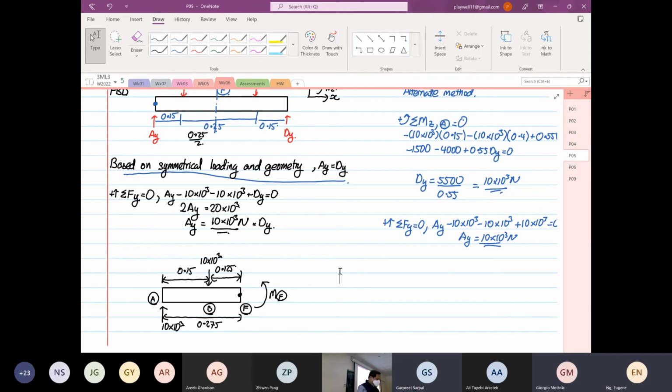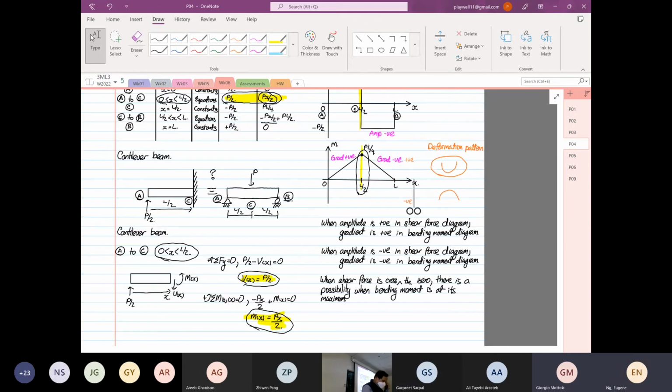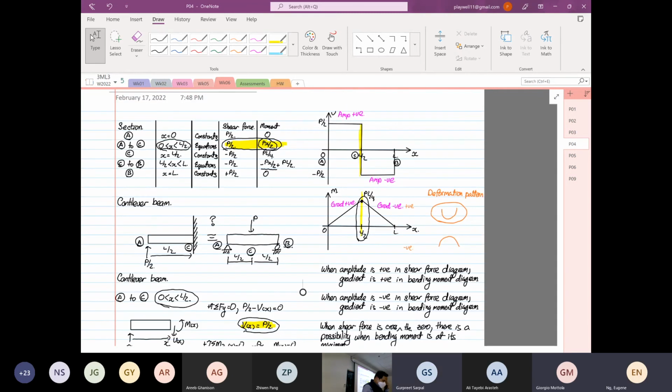Just one question: we are just taking half of the portion because it's symmetrical loading, right? Yes. But if there is no symmetrical loading, then we can't take half; we have to take the whole body. We are taking half because the maximum bending moment occurs at point F. If you look at this diagram, whether you take this side or the other side, the maximum is still PL over 4.